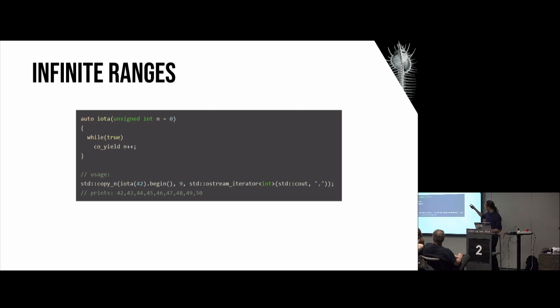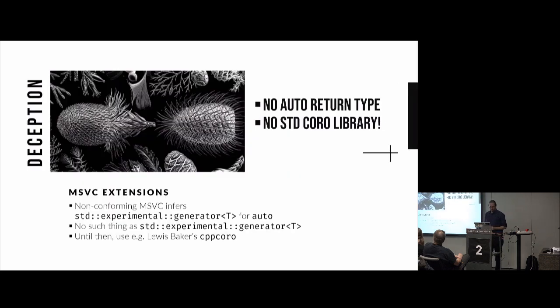Note that because it's unsigned, it's not going to go all the way to an infinite number of values. It's actually going to wrap around, but it's not undefined behavior. Okay, so actually I lied. The code that I showed you is not valid C++20 code. There are actually several problems with the code.